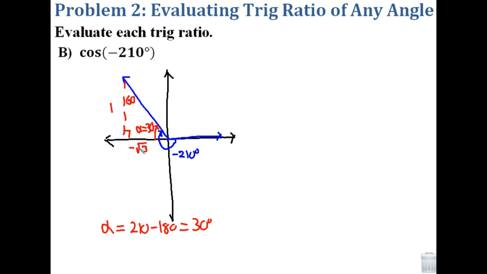I'm going to make that negative because we're in the negative x direction. The 1 is positive because that's moving in the positive y direction. And the hypotenuse of that 30, 60, 90 right triangle is just the 2.